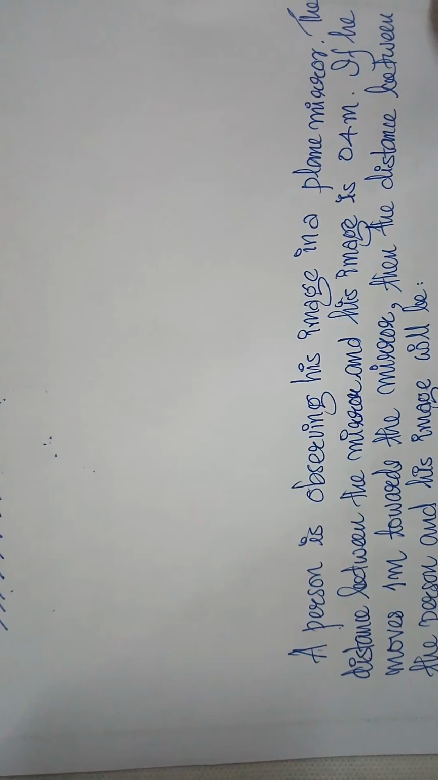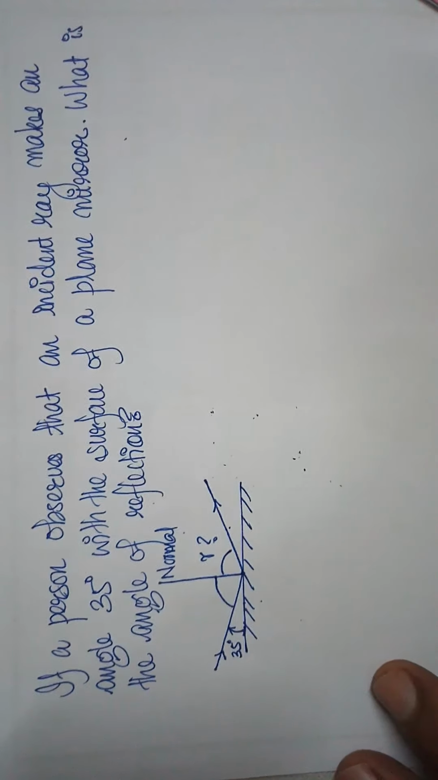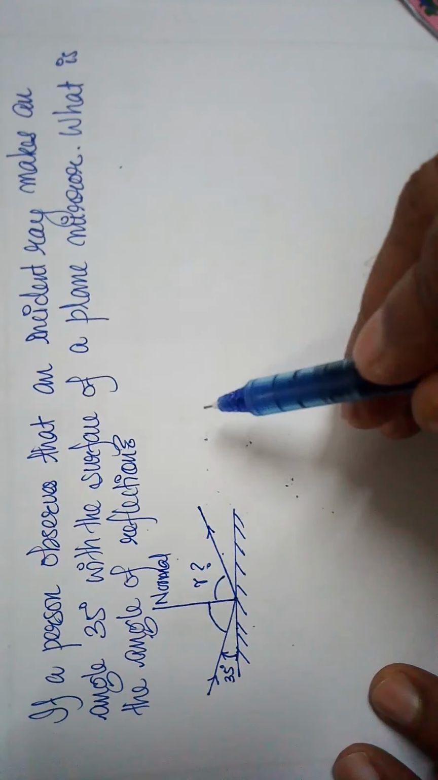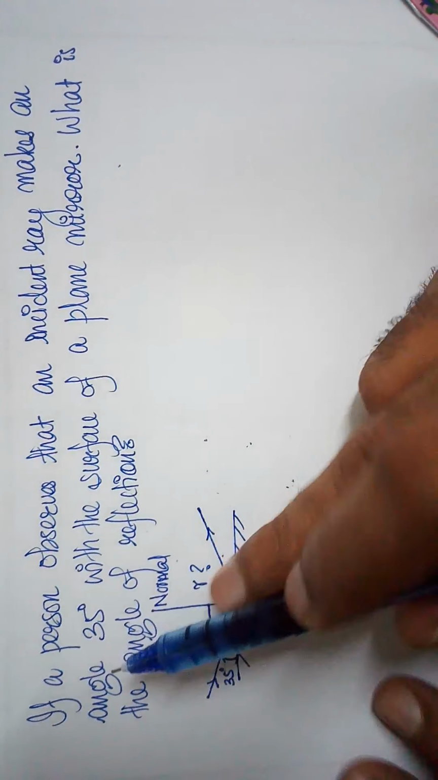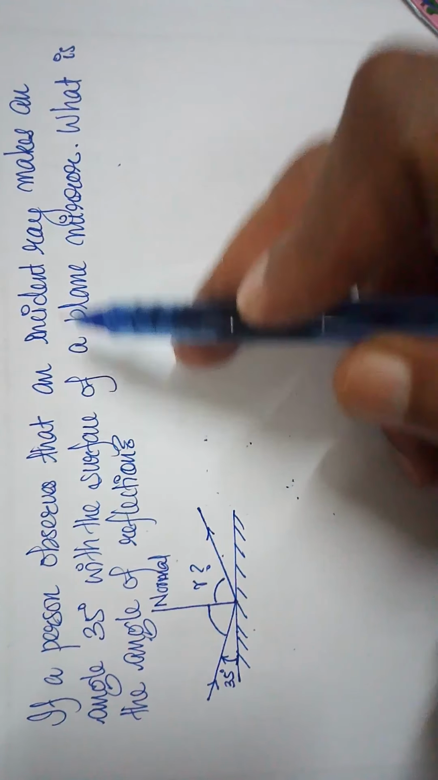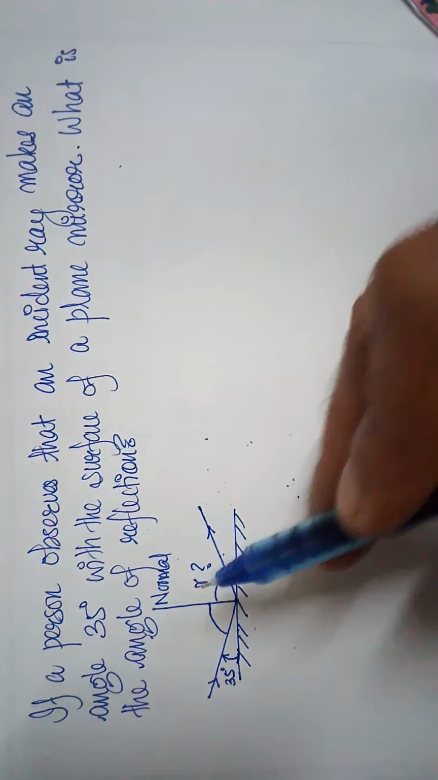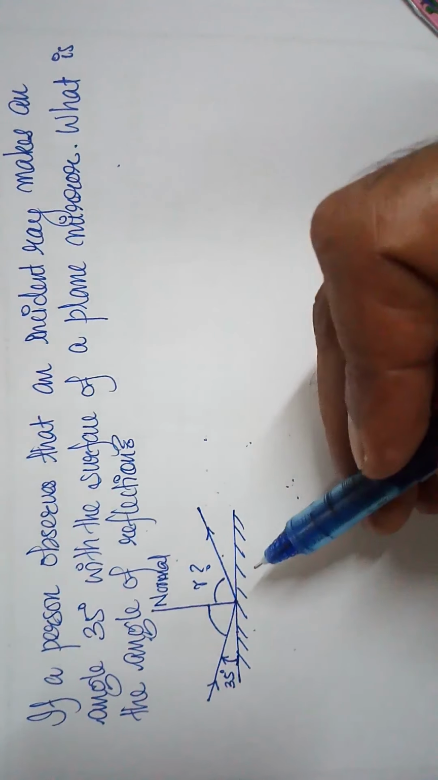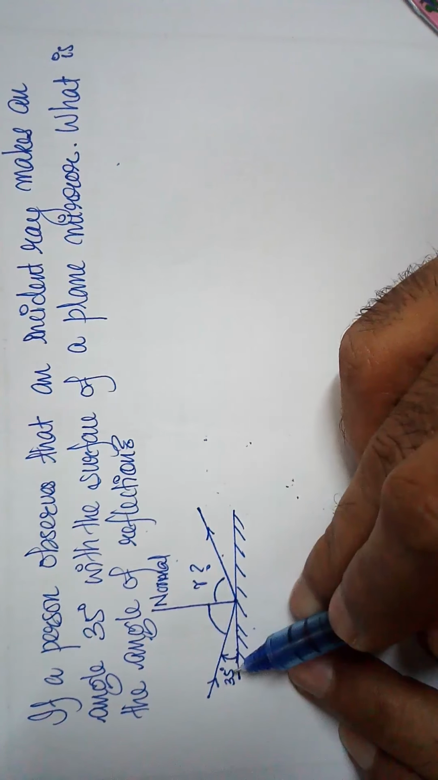Now let us discuss a problem. If a person observes that an incident ray makes an angle of 35 degrees with the surface of a plane mirror, what is the angle of reflection? The angle between the surface of the mirror and the incident ray is 35 degrees.